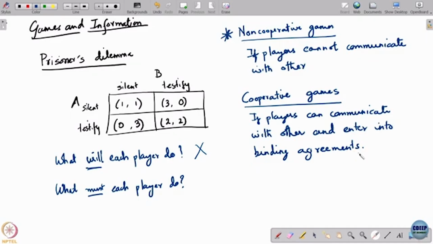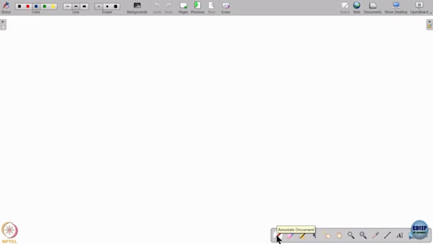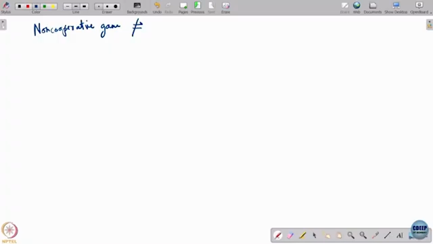Since we are on this topic, I should also mention another thing. Cooperative versus non-cooperative doesn't necessarily mean conflict or non-conflict. A non-cooperative game just means that players cannot communicate, but it doesn't mean that there is necessarily a conflict in the game. They cannot communicate with each other, but that doesn't mean they are out to kill each other.